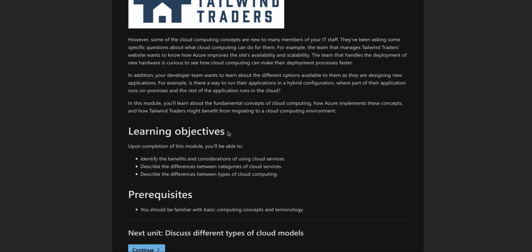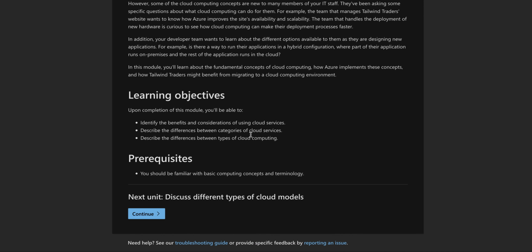So in this module, you'll learn about the fundamental concepts of cloud computing, how Azure implements these concepts, and how Tailwind Traders might benefit from migrating to a cloud computing environment. The learning objectives are to identify the benefits and considerations of using cloud services, describe the differences between categories of cloud services, and describe the differences between the types of cloud computing. And the prerequisites are that you should be familiar with basic computing concepts and terminology.